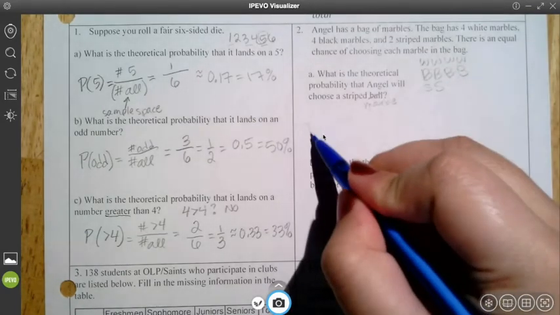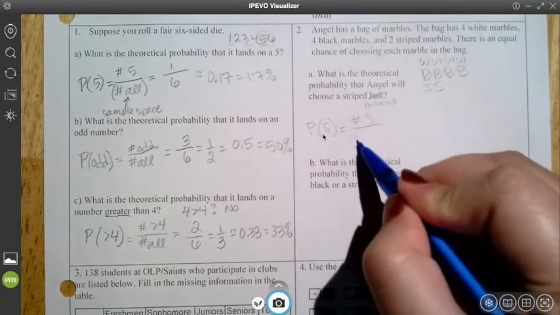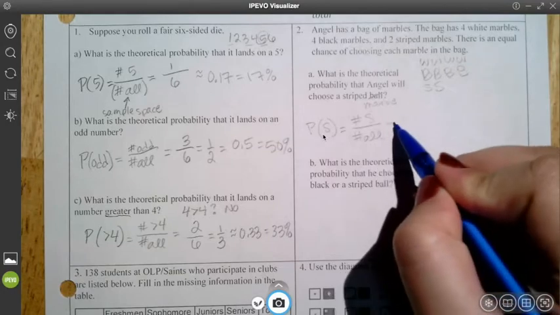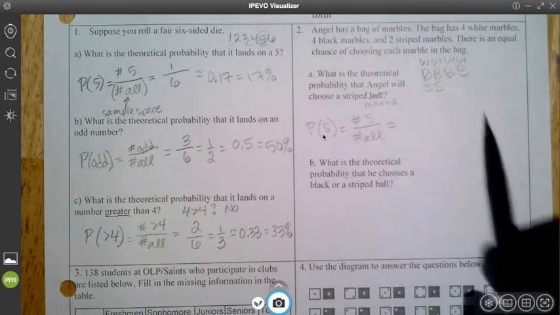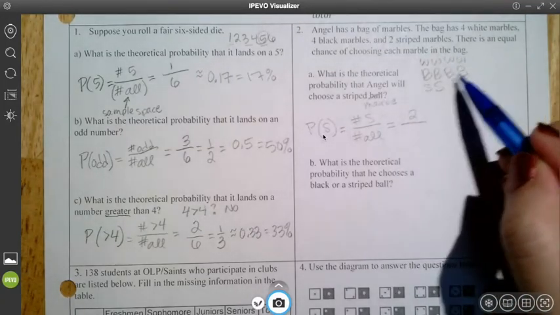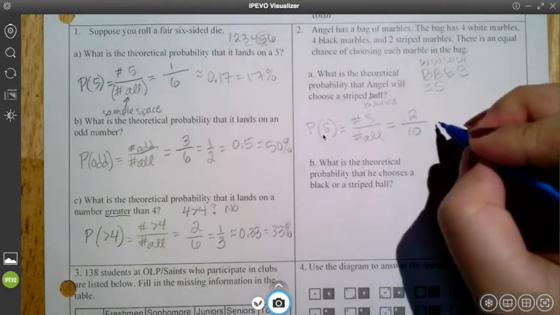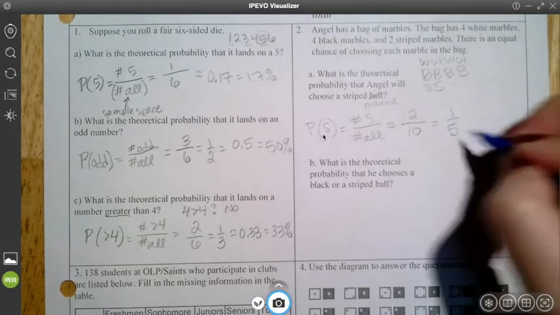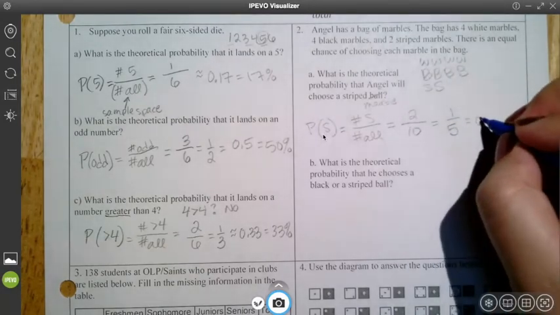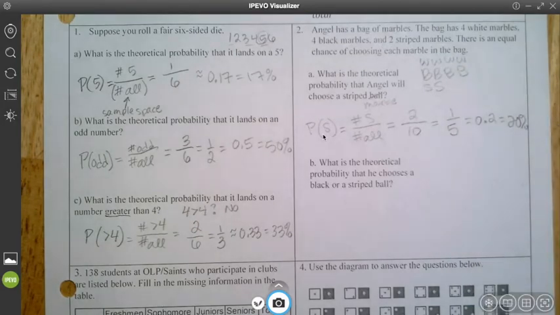Okay, we want to know the probability of striped. So we need to know how many are striped and how many are there altogether. Okay, well, there are 2 striped marbles and 4, 8, 9, 10. 10 marbles altogether, giving us a probability of 1/5, or 0.2, or 20%.